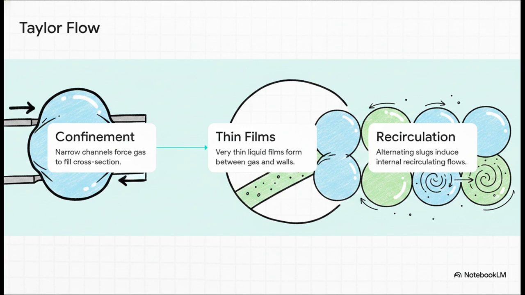And as the alternating slugs of liquid follow the gas, the tight confinement induces powerful internal recirculation, basically local turbulence within the liquid itself. This mechanical mixing rapidly transports the reactants straight from the center of the channel directly to the active catalyst on the wall. It's highly controlled, incredibly efficient mass transfer without any floating particles to worry about later.